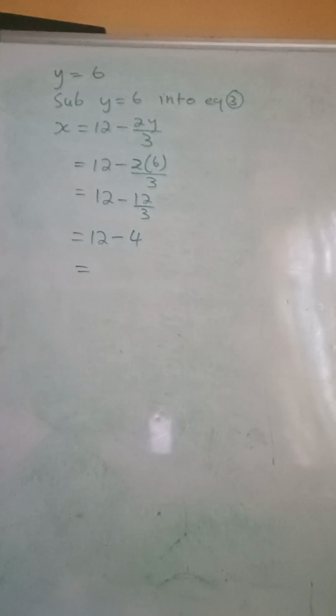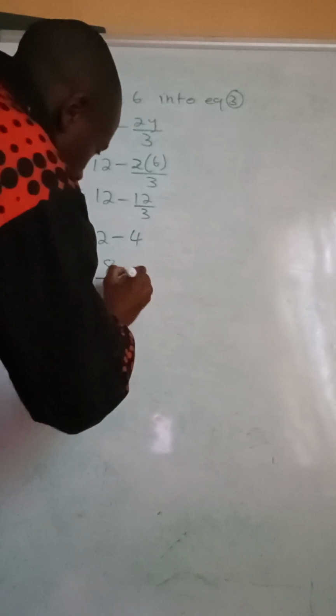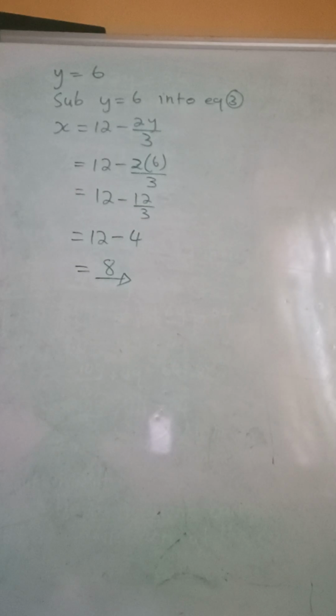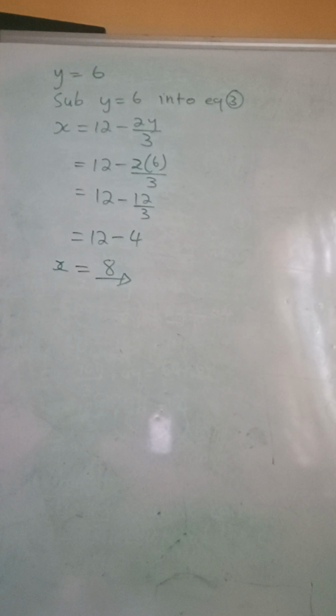So now we're going to have what? 12 minus 4, which will be 8. So now when your x is 8, your y is 6. This is how you deal with a simultaneous equation.